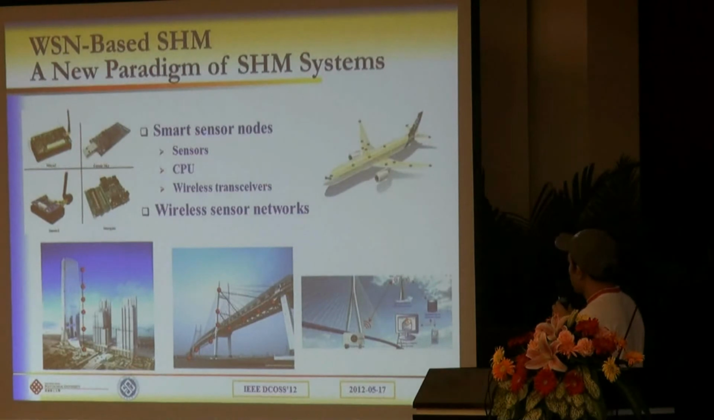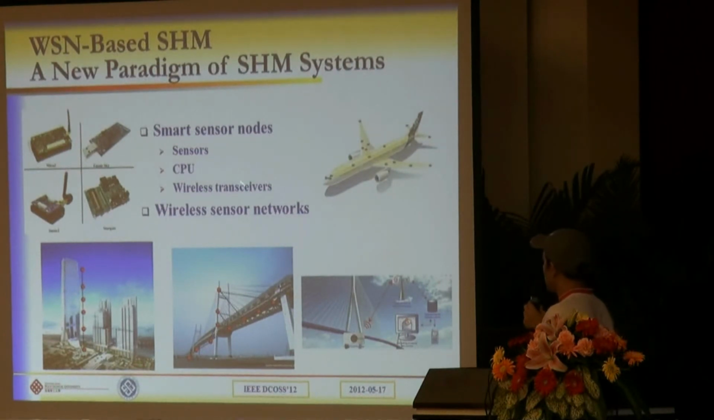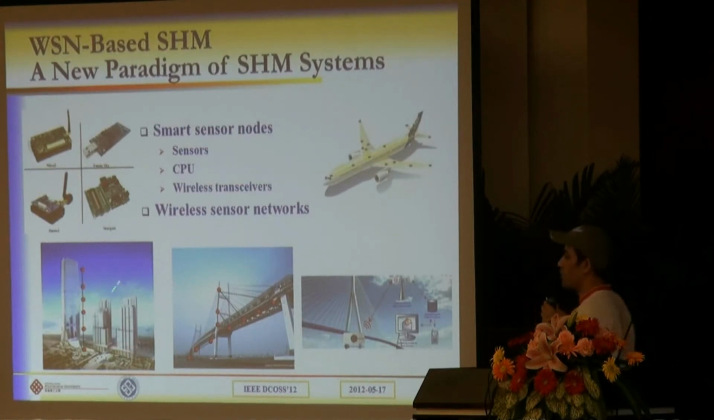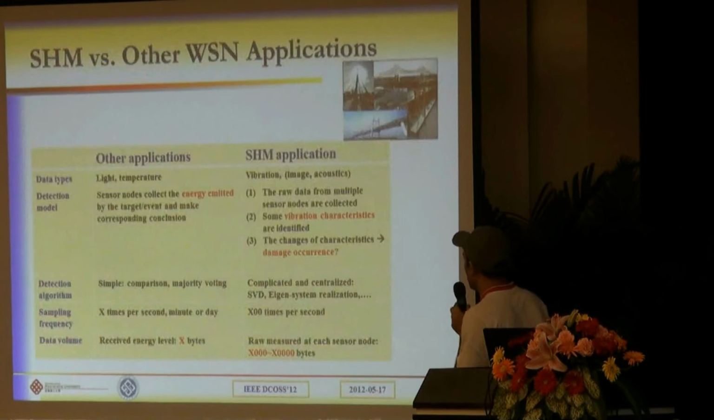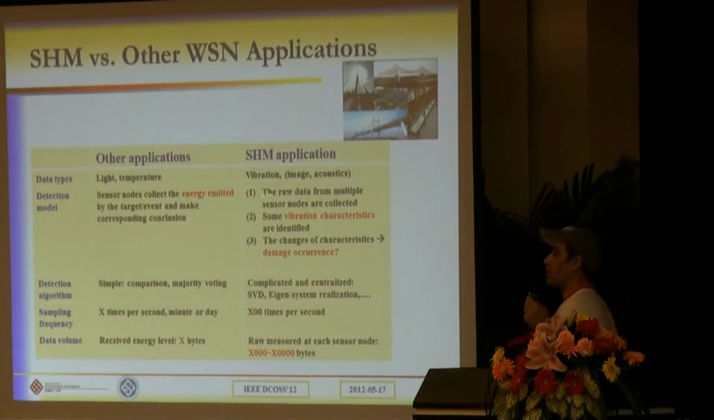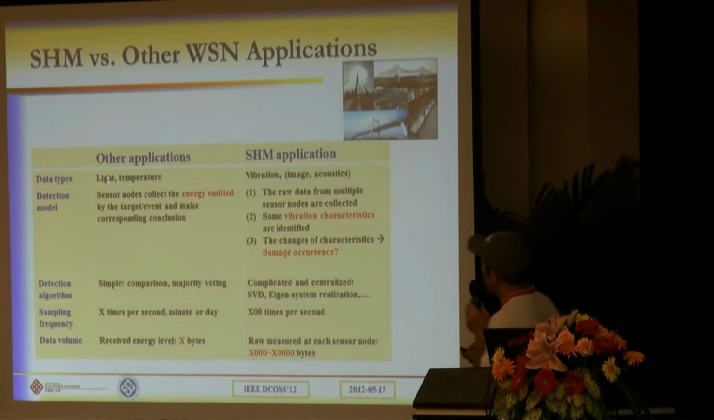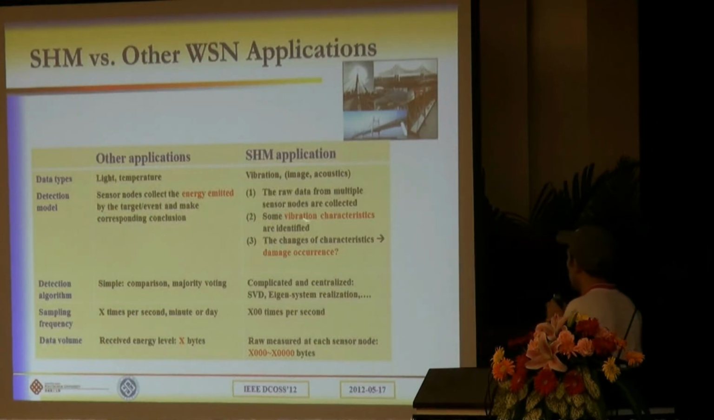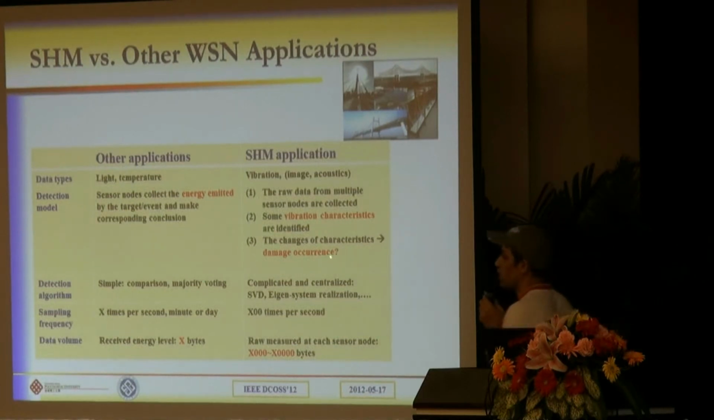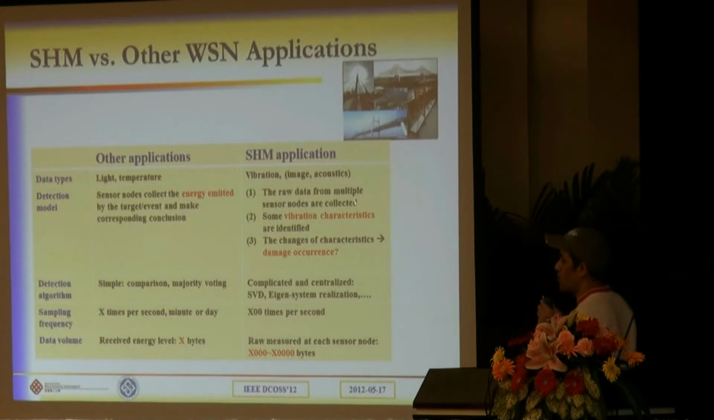So when we focus on the sensor, there is the sensor, CPU, and wireless transceiver. So the concern is how to deploy the sensor on the structure, on different kinds of civil infrastructure. So if we compare SHM with WSN in other applications, we can see that in other applications, usually our concern is energy limitation. We usually focus on event tracking, tower tracking, but here we focus on vibration characteristics. Also it can be image, acoustic. So our concern is damage occurrence, not event detection. So this damage occurrence needs a lot of data, a sequence of data to be computed in a centralized way. So there are more challenges.